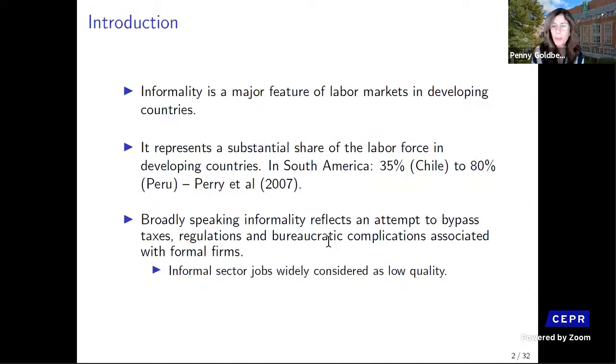What I'll try to do in this hour is give you an overview of the model and of the issues that we can address with this model, and I hope that at the end I can convince you that informality is a first order issue that a trade economist should focus on.